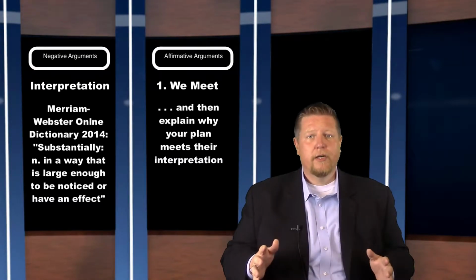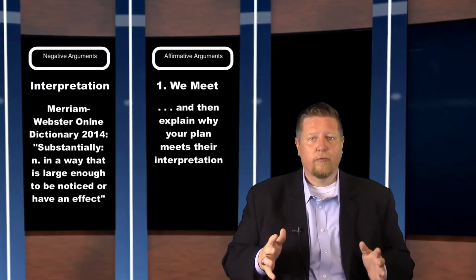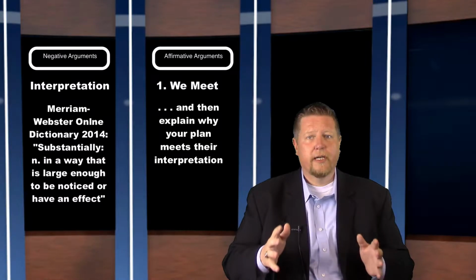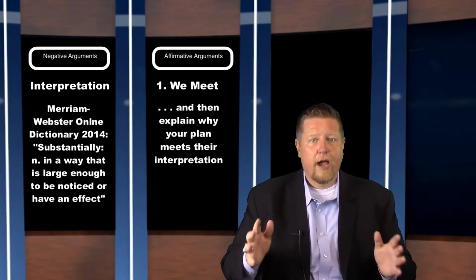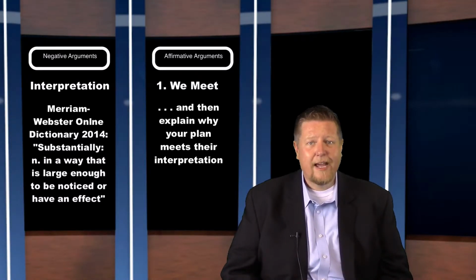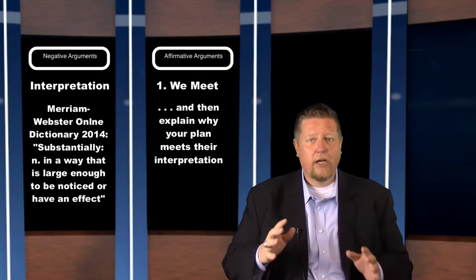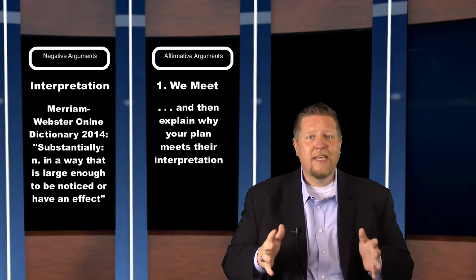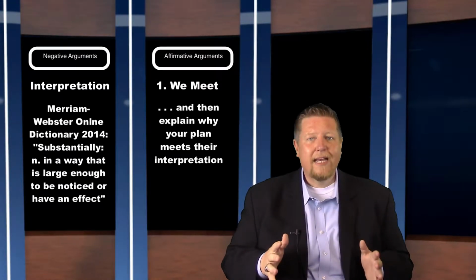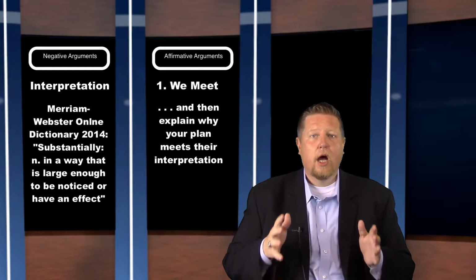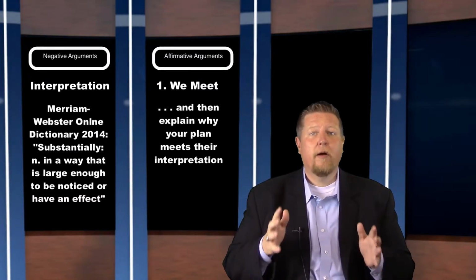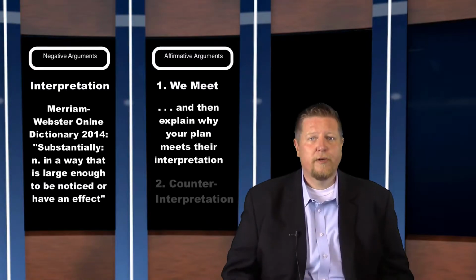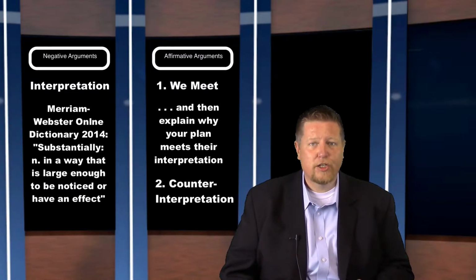Well, most dictionary definitions are vague enough that there's lots of wiggle room. Take this definition of substantially from Merriam-Webster's.com. Substantially: in a way that is large enough to be noticed or have an effect. That's a very vague definition, and the affirmative team could easily argue that their plan would be noticed or have an effect. So the affirmative plan meets the negative interpretation. That's why negative teams really want to keep searching until they find definitions that are narrow and specific enough to exclude most affirmative plans.